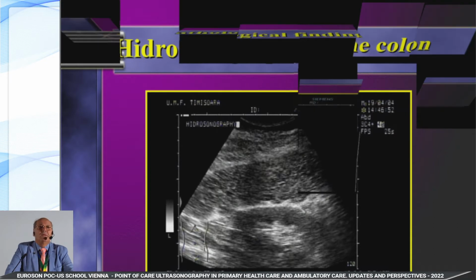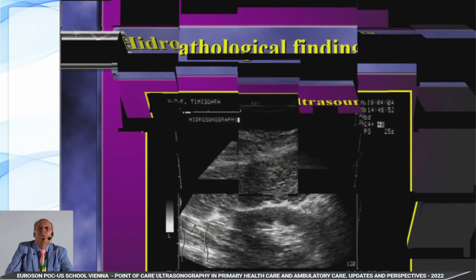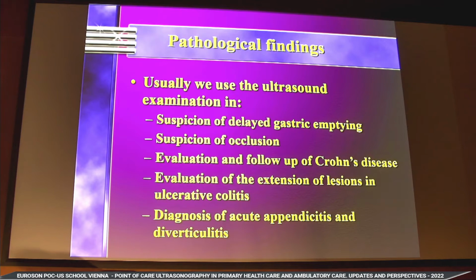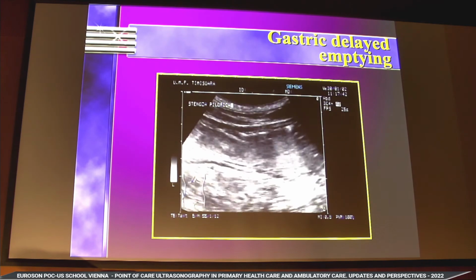Okay, which are the pathological findings that we can have with this gastrointestinal ultrasound use? We can have suspicion of delayed gastric emptying, suspicion of occlusion, evaluation, diagnosis and follow-up of Crohn's disease, evaluation of extension of ulcerative colitis, and diagnosis of acute appendicitis and diverticulitis. Then it's quite an easy diagnosis.